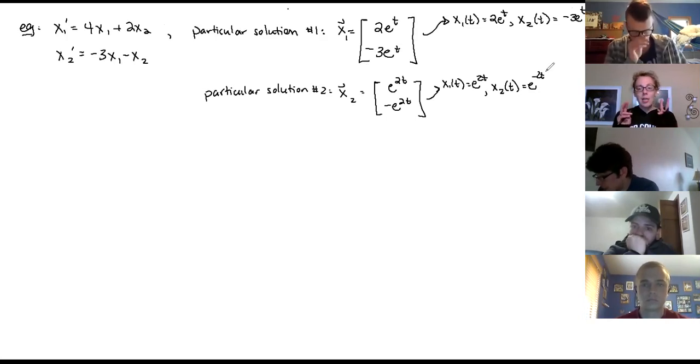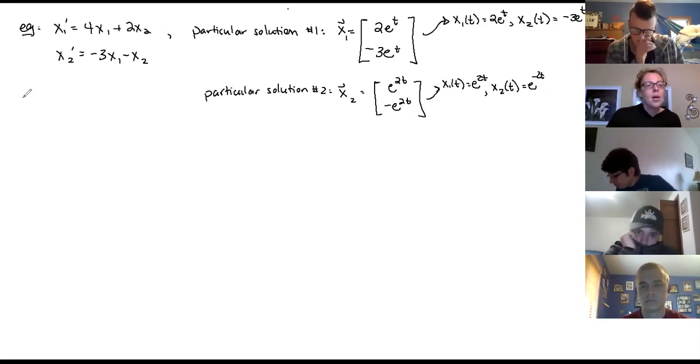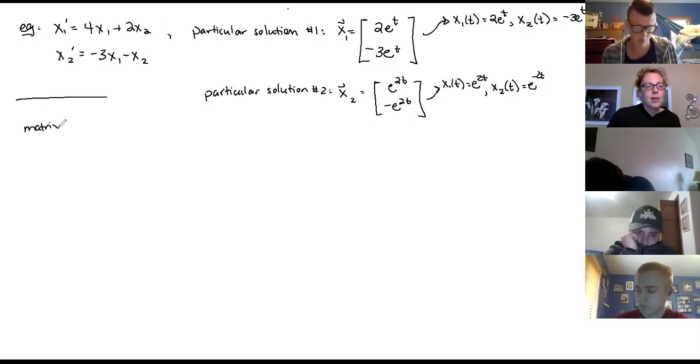Since I'm looking for combining two particular solutions, a particular solution has two functions in it. A particular solution in this case has two functions in it because I've got x1s and x2s. Two functions in a particular solution. Okay, let's do matrix form first. So first of all, we wanted to do matrix form.